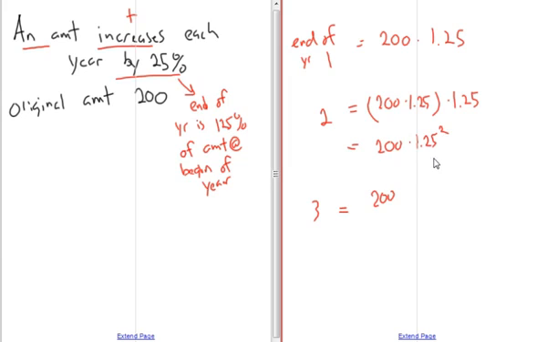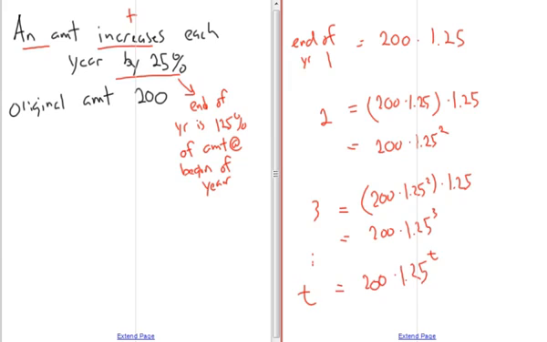At the end of year 3, you're going to have whatever you had at the beginning of year 3 times, again, 1.25, which when we combine those, you have 1.25 cubed. So you can see that at the end of year t, you would have 200 times 1.25 to the t. And this is if you are adding a specific percentage at the end of each year.